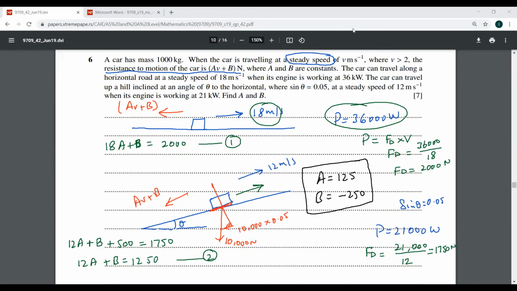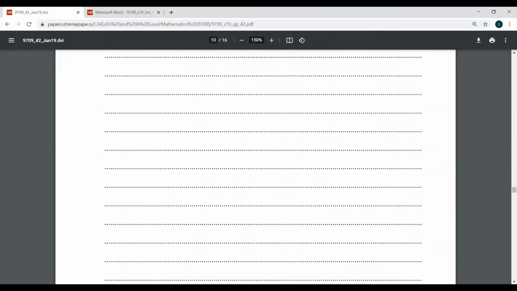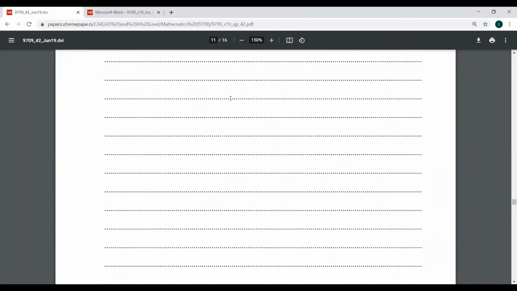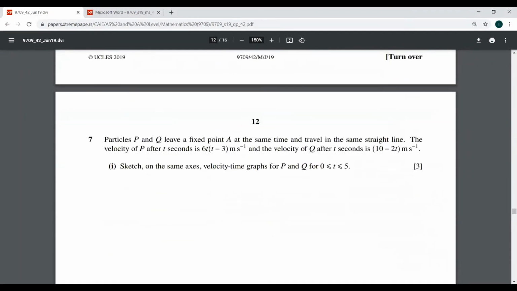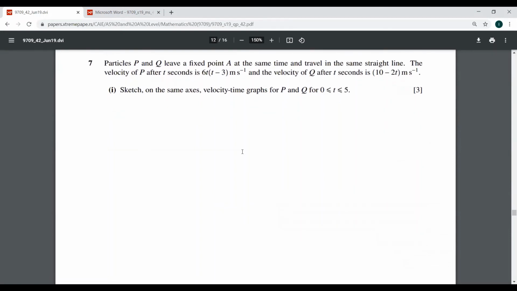I have to clear this. We move on to question number 7. So you give it a try first and then I'll be doing it. Okay, seventh question: particles P and Q leave a fixed point A. So they're both starting from the same point, okay?